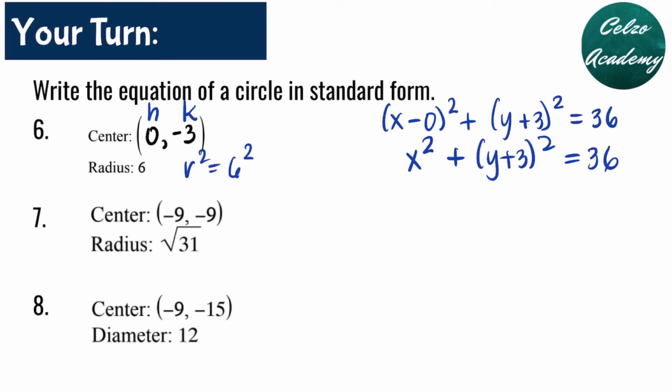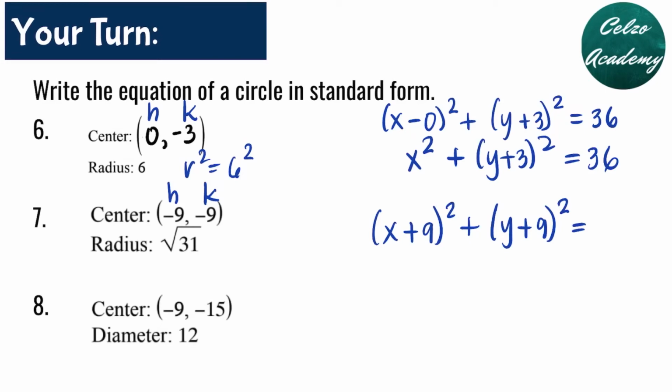Question 7. Center is (-9, -9), and the radius is square root of 31. So for number 7, h is negative 9 and k is negative 9 as well. So we will have x minus negative 9, or that's (x + 9)². Next we have y minus negative 9, or that's the same thing as (y + 9)², is equal to r square. If r is root 31, then r square is the square of root 31, or that's simply 31. So the answer is (x + 9)² + (y + 9)² = 31.